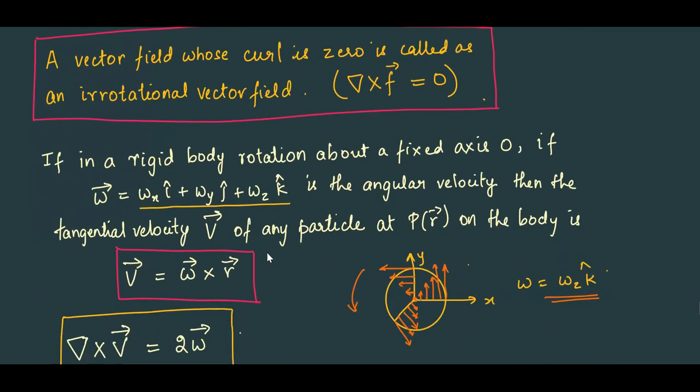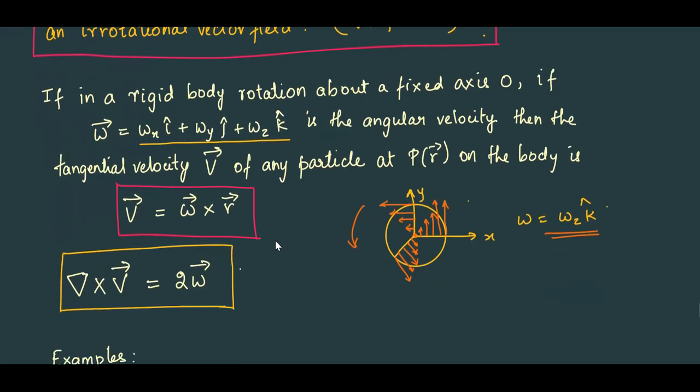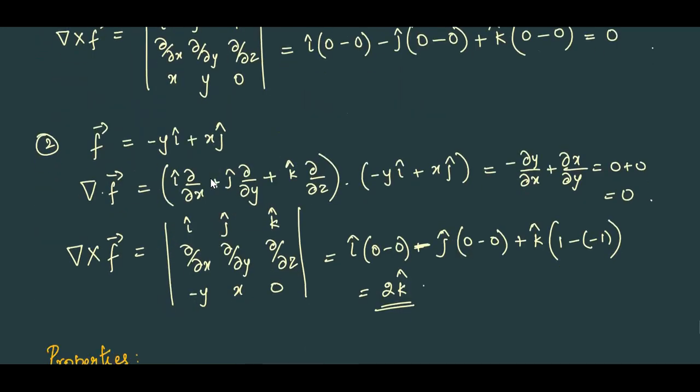Now we use one important concept: in a rigid body rotation, if the angular velocity vector omega is given, then the tangential velocity is omega cross r, where r is the position vector of the point from the origin, on the axis about which the solid body is rotating. Now, del cross V is equal to twice omega. This is an important result. Del cross V is equal to twice omega.